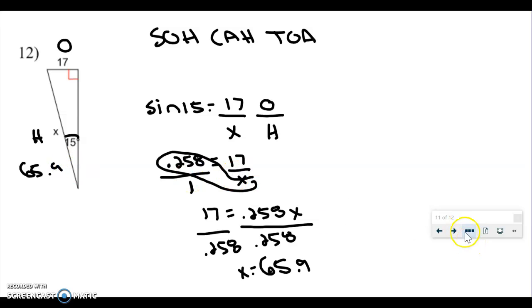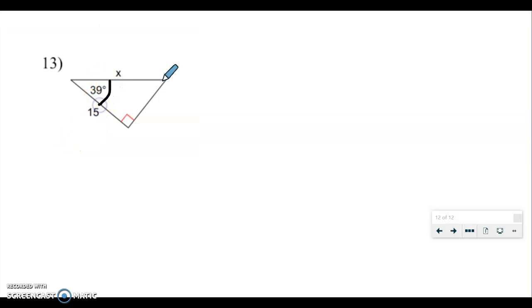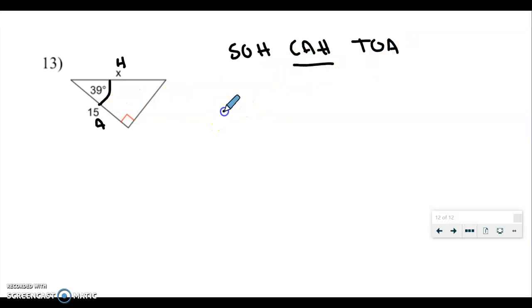Okay. All right, one more, then I got a couple examples for you guys to try. Okay, so we're looking at 39, and I define the relationship between x. Well, that's going to be your hypotenuse because it's across from the right angle. And then this side would have to be your adjacent side. So which one deals with adjacent and hypotenuse? It is cosine. So we're going to say cosine of 39 equals your adjacent over hypotenuse. So that's going to be 15 over x.